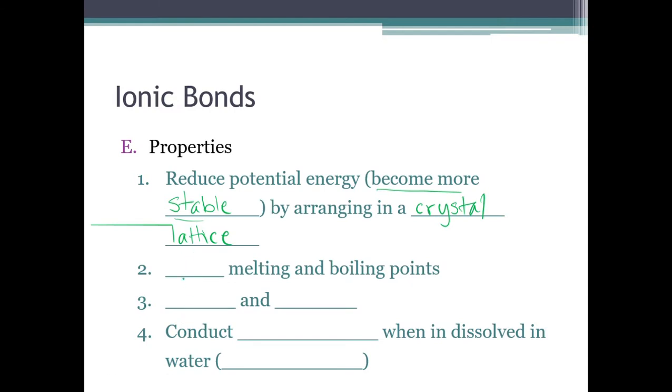Your ionic compounds have relatively high melting and boiling points. They are hard. They are brittle. And they will conduct electricity when they are dissolved in water. Put another way, they're electrolytes. You've probably heard about electrolytes in Gatorade commercials. An electrolyte is just something that conducts electricity when it's dissolved in water. Any salt, any ionic compound, is an electrolyte.